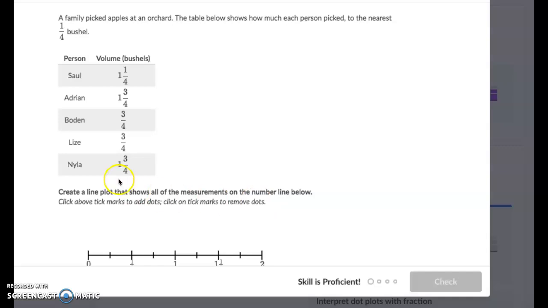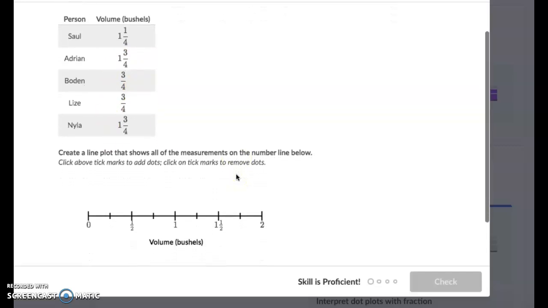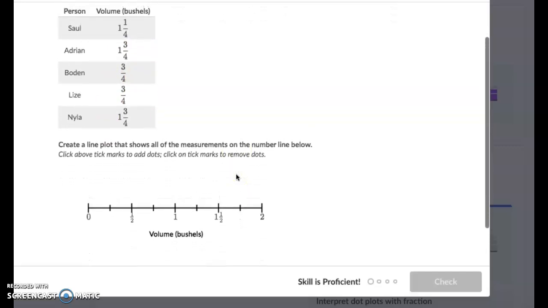So the first thing we want to do is make sure that we understand our data. Saul picked 1 1/4 bushels. Adrian picked 1 3/4 bushels, and so on. Then, moving down, we need to create a line plot that shows this information. So we need to figure out where 1 1/4 is on this whole line right here.